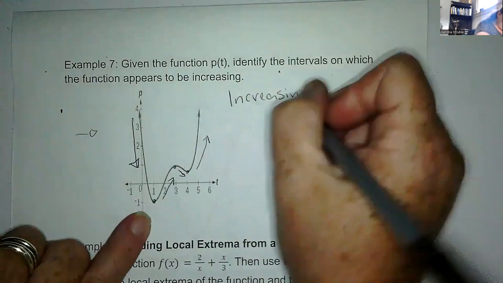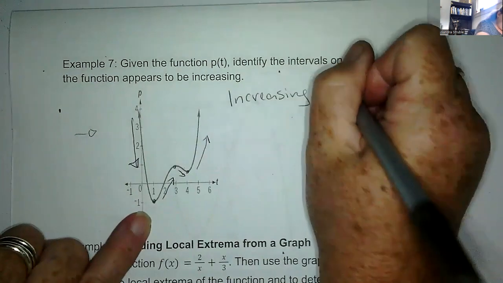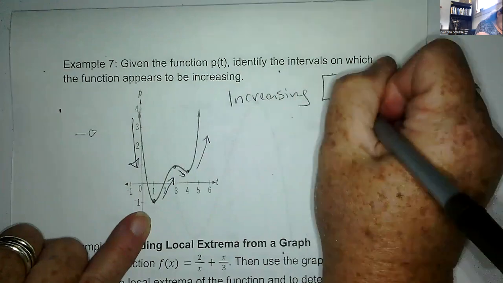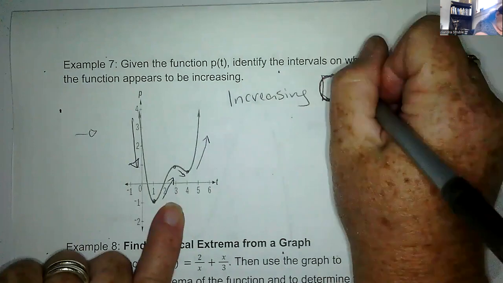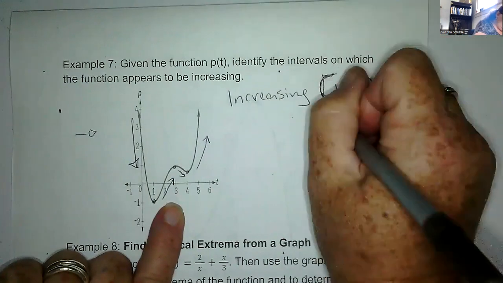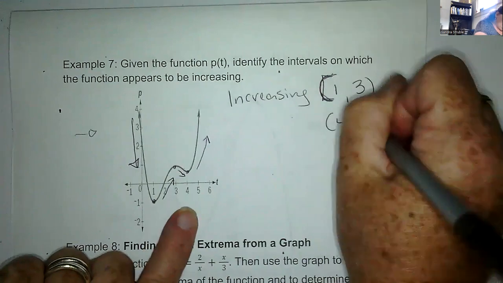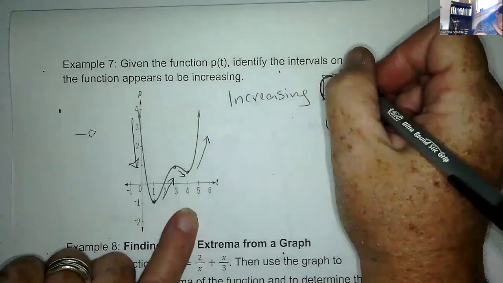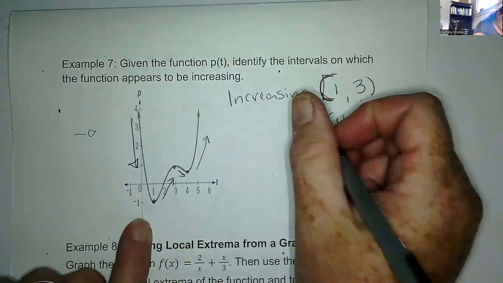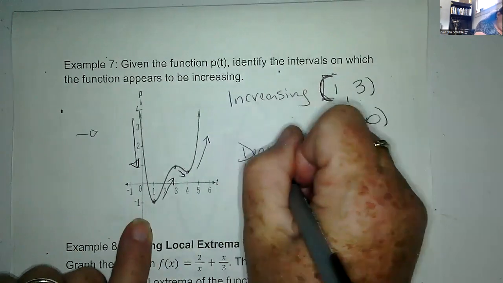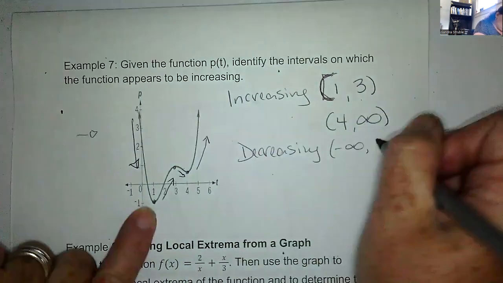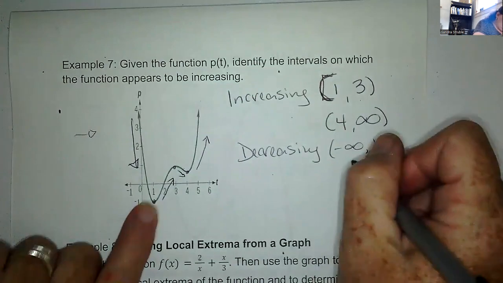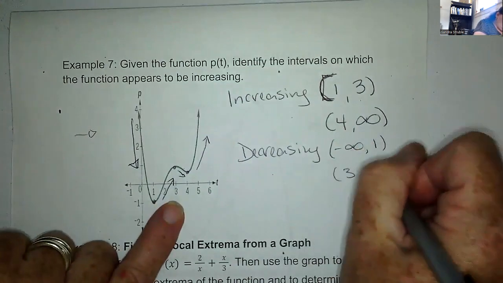So if we're going to say what these are increasing on, it's increasing on the interval from 1 to 3, and then from 4 to infinity. And the other one is decreasing, so let's just go ahead and do that: decreasing from -infinity to 1, and then also from 3 to 4. Okay, all right.